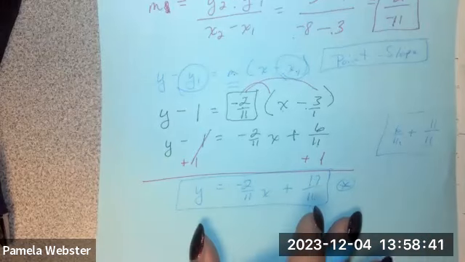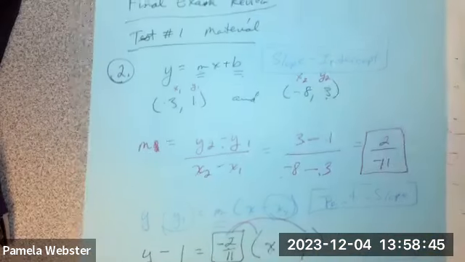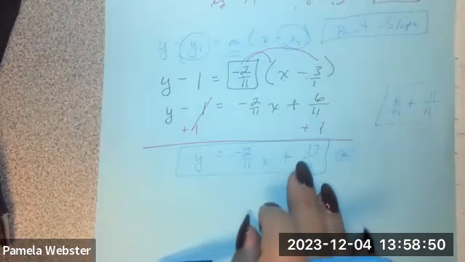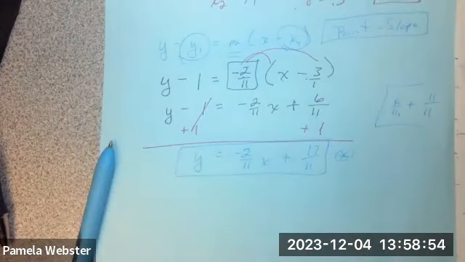Okay, that is in the format they asked me for. Y equals, go back to the top. Y equals mx plus b. That's what they asked me for. I've got it in that format. I'm done.